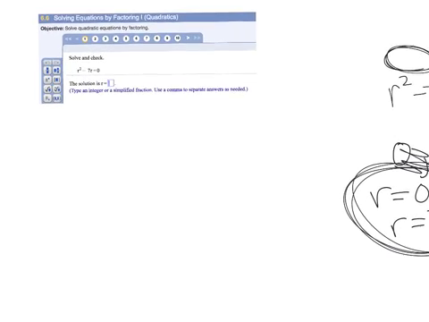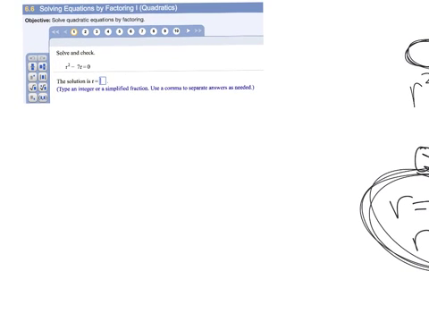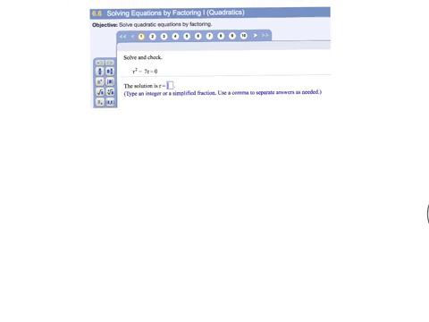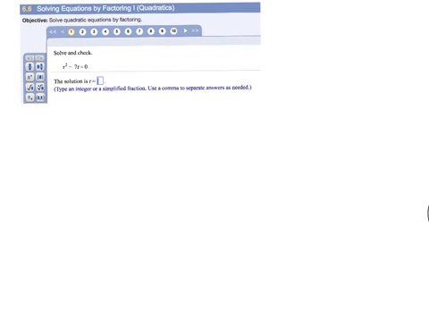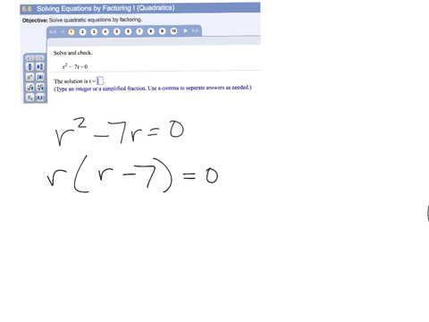But let's solve it algebraically. So what would that look like? Well, you start with r squared minus 7r equals 0, and you factor out a common term. In this case, it's r. So you end up with r times r minus 7 equals 0. So this is two numbers being multiplied by each other to equal 0. That means either r equals 0 or r minus 7 is equal to 0.